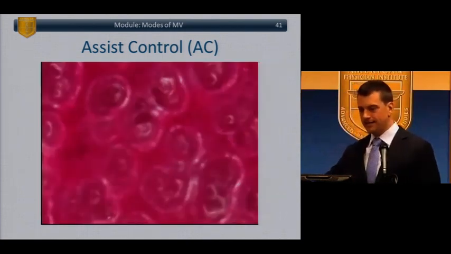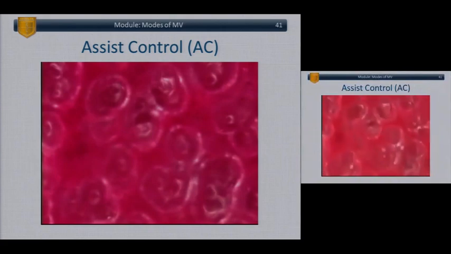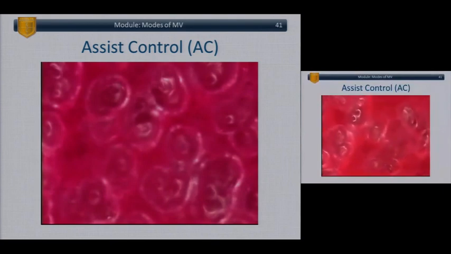So here you can see on assist control what the alveoli look like. Just each breath simply opening and closing. You can see how some close and some of these maintain open due to the PEEP.